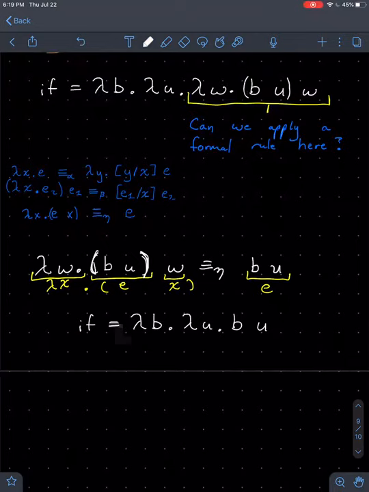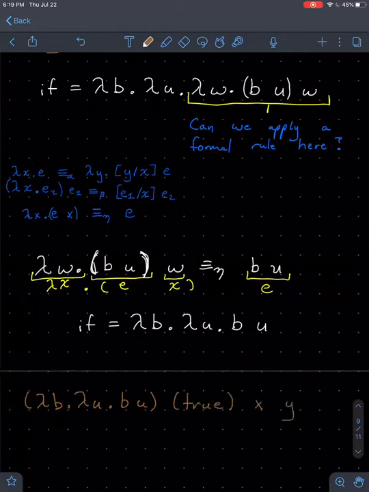Yeah, and then Arthur brings up an interesting point. So suddenly, we don't have a second argument, right? Or do we? Does this behave in the same way? So let's try that out. What if I did if, and I'm just going to copy the new definition down here, lambda b lambda u dot bu, and applied that to, let's say, true x and y. Not really sure why I put parentheses there. That wasn't important.